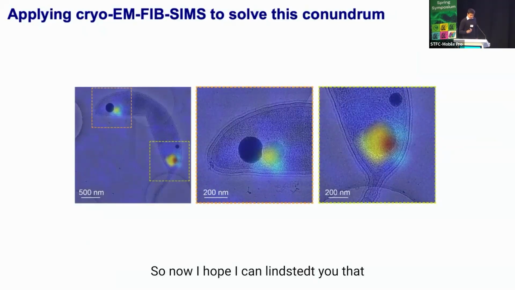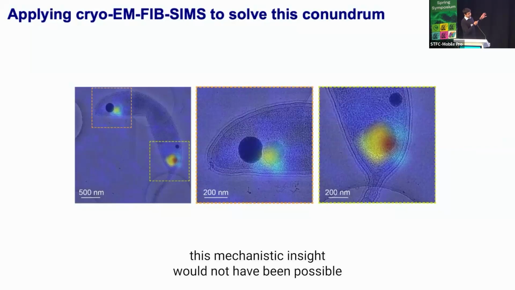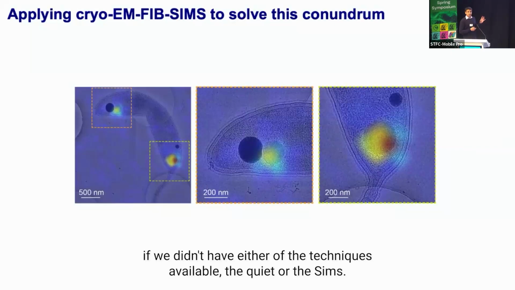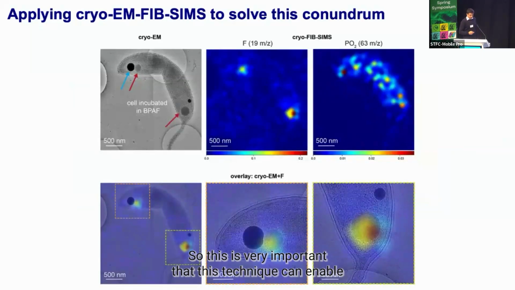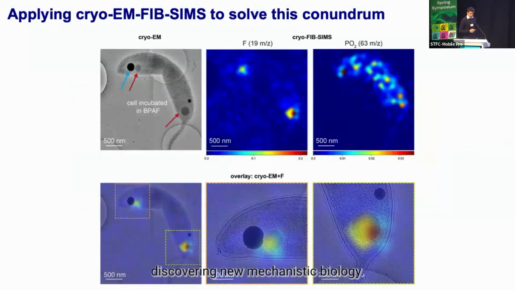So now I hope I convinced you that this mechanistic insight would not have been possible if we didn't have either of the techniques available, the cryo-EM or the FIB-SIMS. So this is very important, that this technique can enable discovering new mechanistic biology.